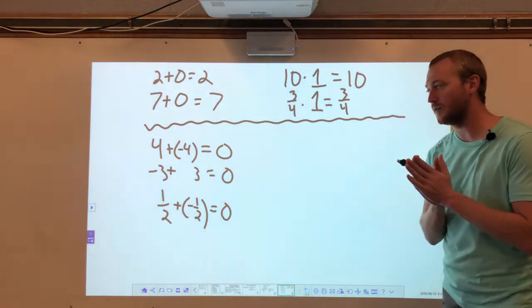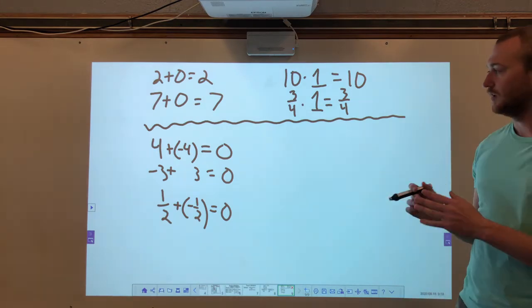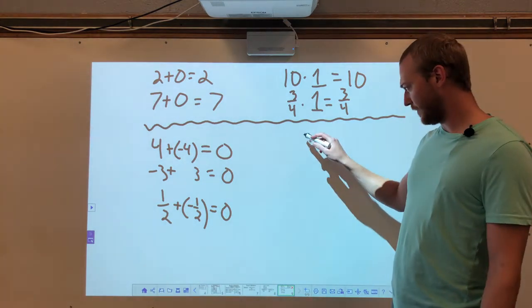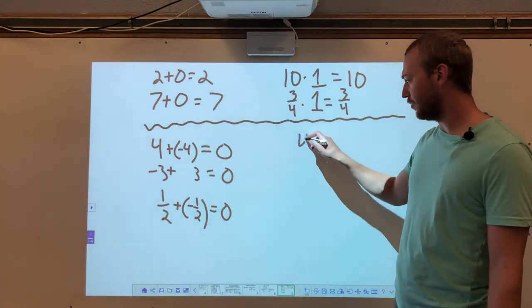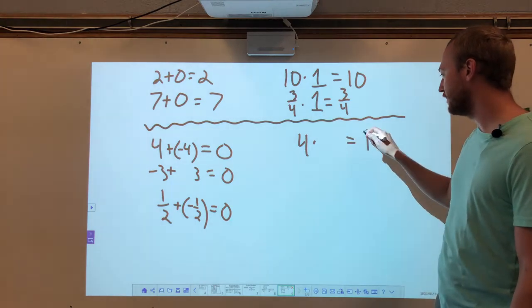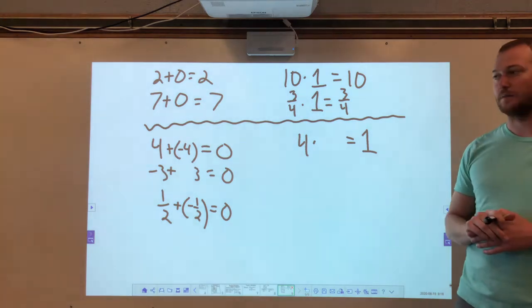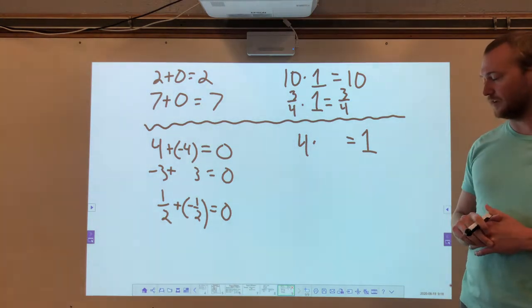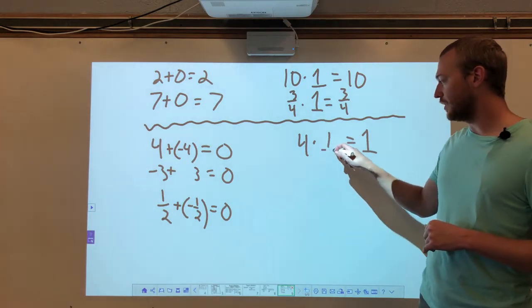Okay. Now the multiplicative inverse. Here is the multiplicative inverse. So it can be a little bit harder. If I have 4 times what number is going to give me 1? And you can think about this in a couple different ways. But it's going to be 1 over 4.